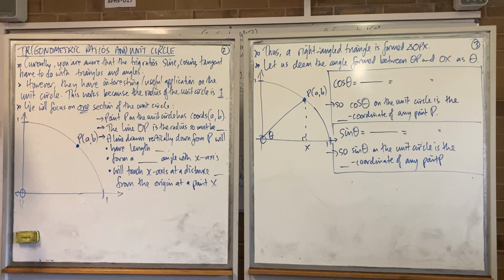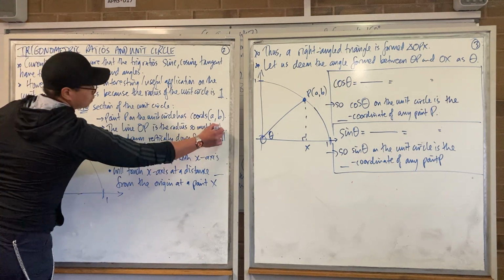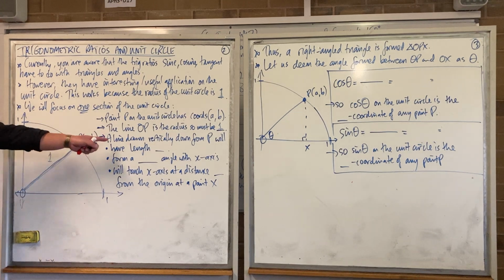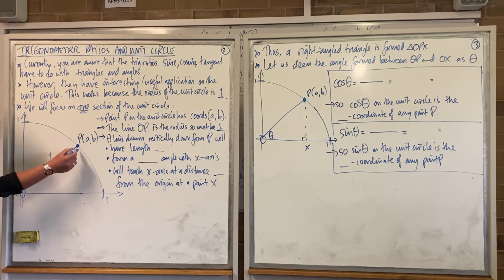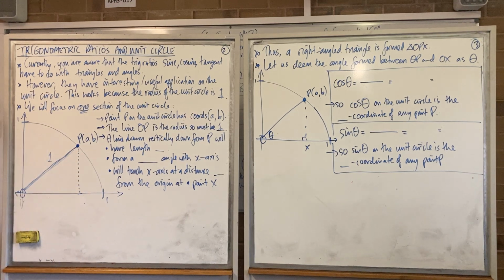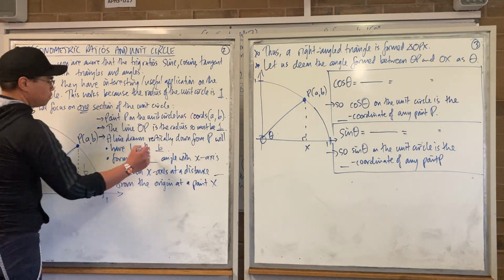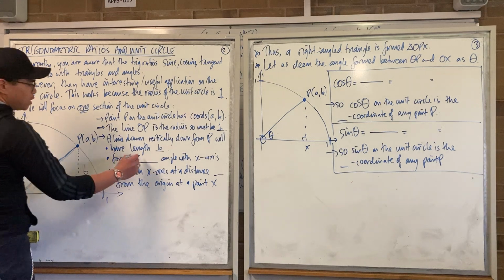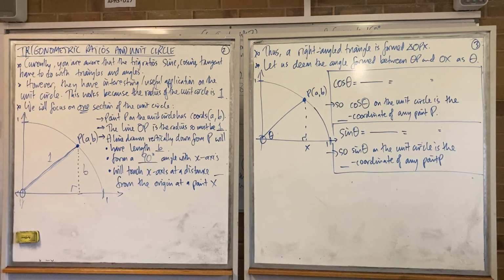The line OP is the radius, so how long would it be? It's 1. So the line OP, we know, is 1 long. If I draw a line vertically down from P, how long is that going to be? B. That's going to be B long. So that line vertically from P downwards has the length B. What kind of angle is that going to form with the x-axis? It's going to form a right angle, a 90-degree angle with the x-axis.